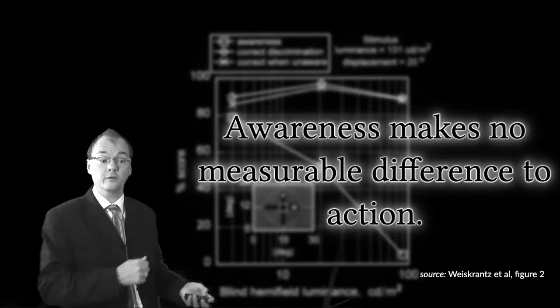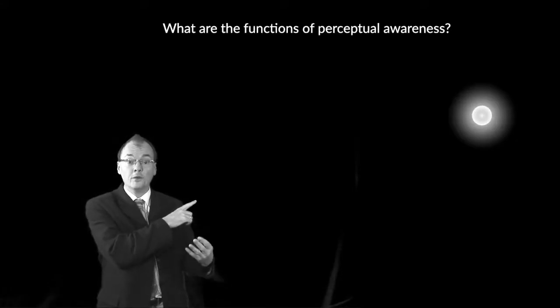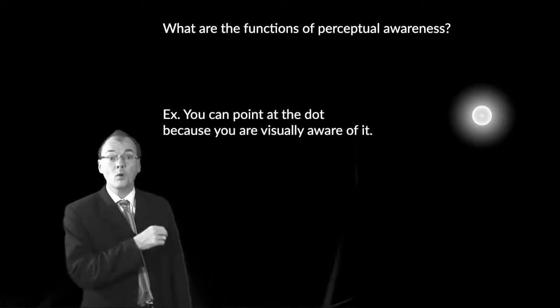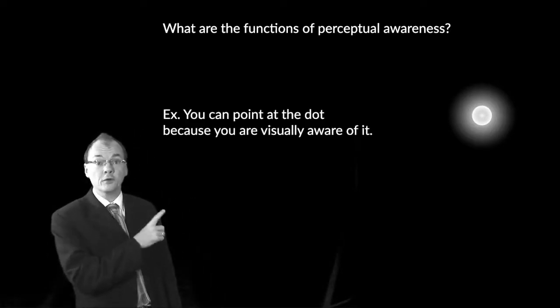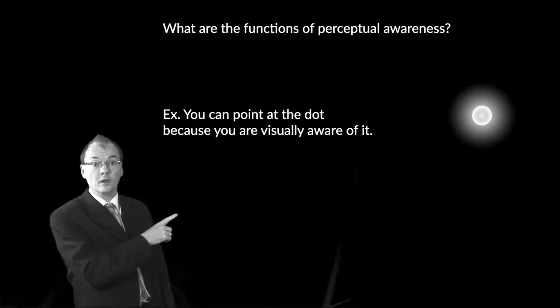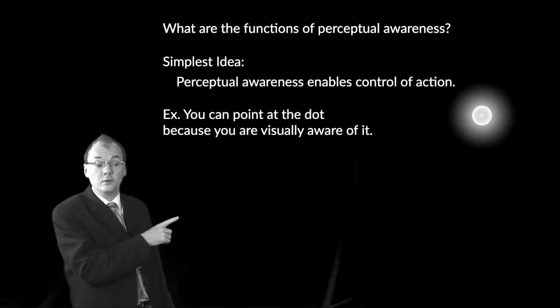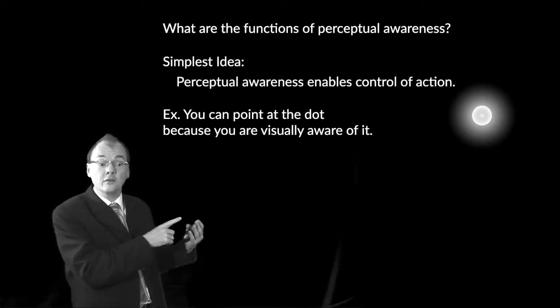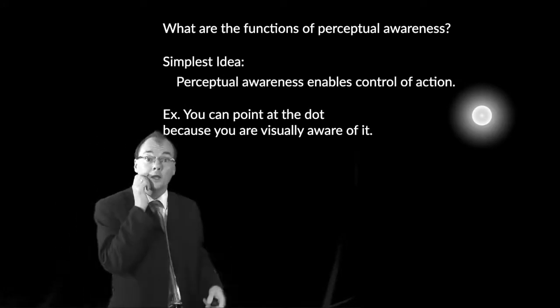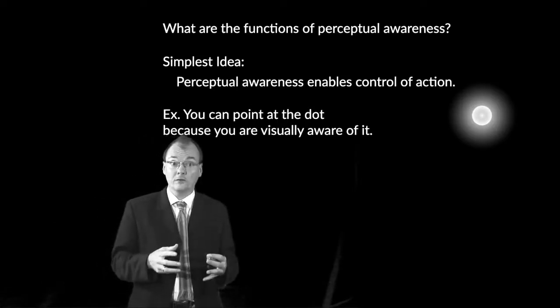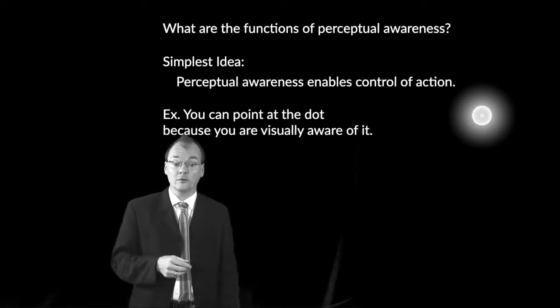functions of perceptual awareness. So earlier, when I asked you to do this exercise of pointing to the dot here, there it is, we were pursuing the question, what are the functions of perceptual awareness? And one thought was that you can point at the dot because you're visually aware of it. That's a natural thought which historically has been considered quite compelling. It's an instance of a more general idea, which is that perceptual awareness has this function: it enables control of action.